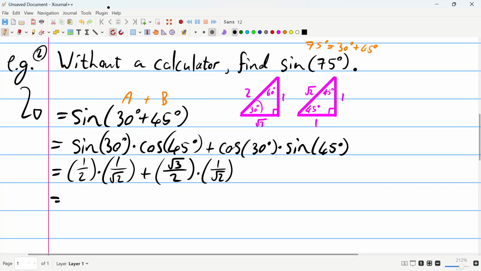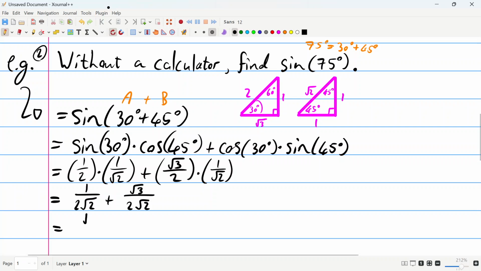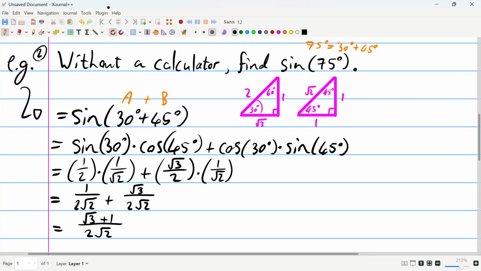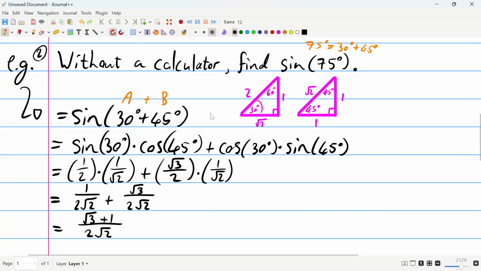Okay. Now from here, we can just multiply the fractions. If we multiply this fraction on this side, it's going to be 1 over 2 root 2, plus the other one is going to be root 3 over 2 root 2. And notice that the denominators are the same, so we can just add this together. So it'll be root 3 plus 1 divided by 2 root 2. Okay, and there we go. We've gotten our final answer for this question.